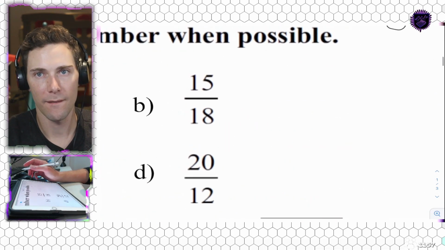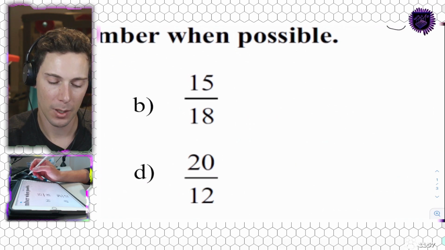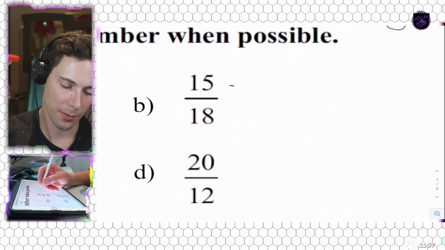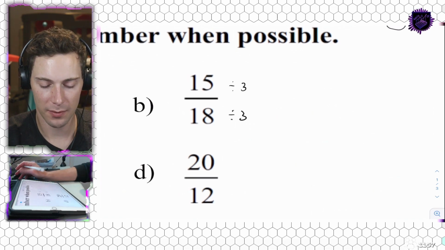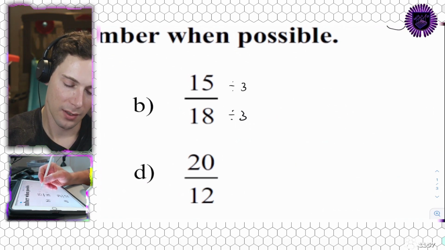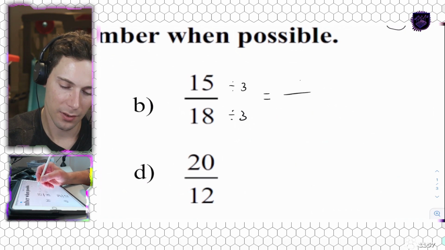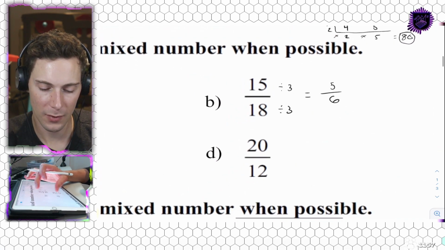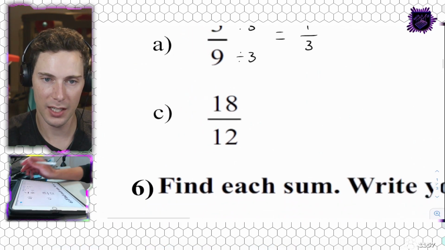5b is going to be 15/18. So again, you've got to think 3 and 3. I know 3 times 5 is 15, and 3 times 6 is 18. So we're going to have an equivalent fraction here of 5/6, simplified. Now we have some improper fractions for C.